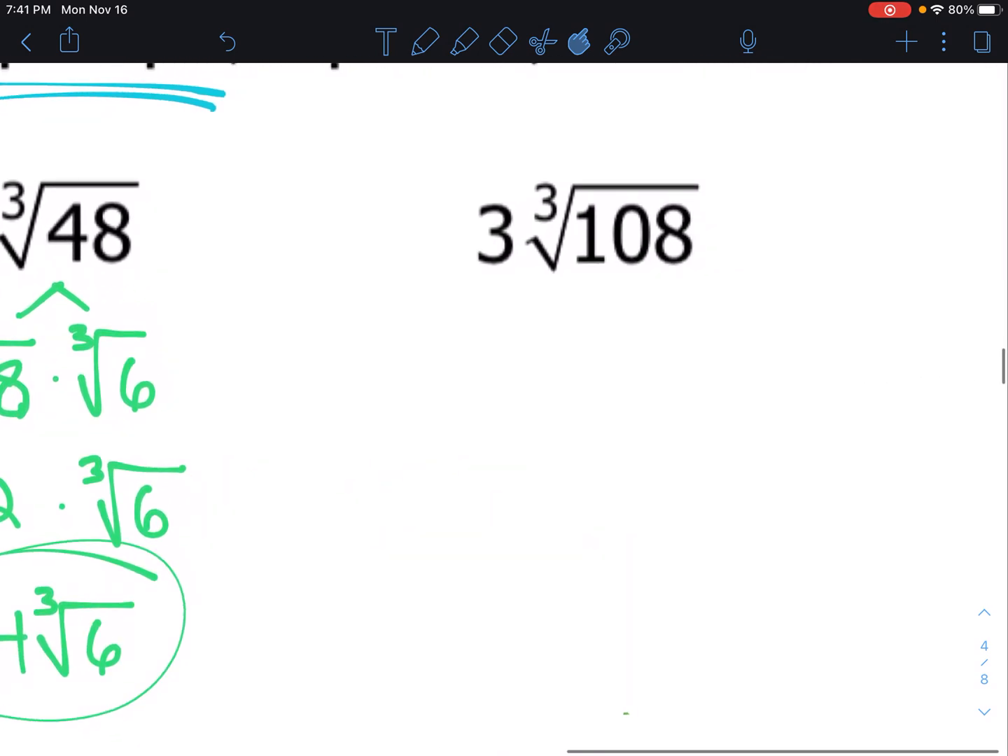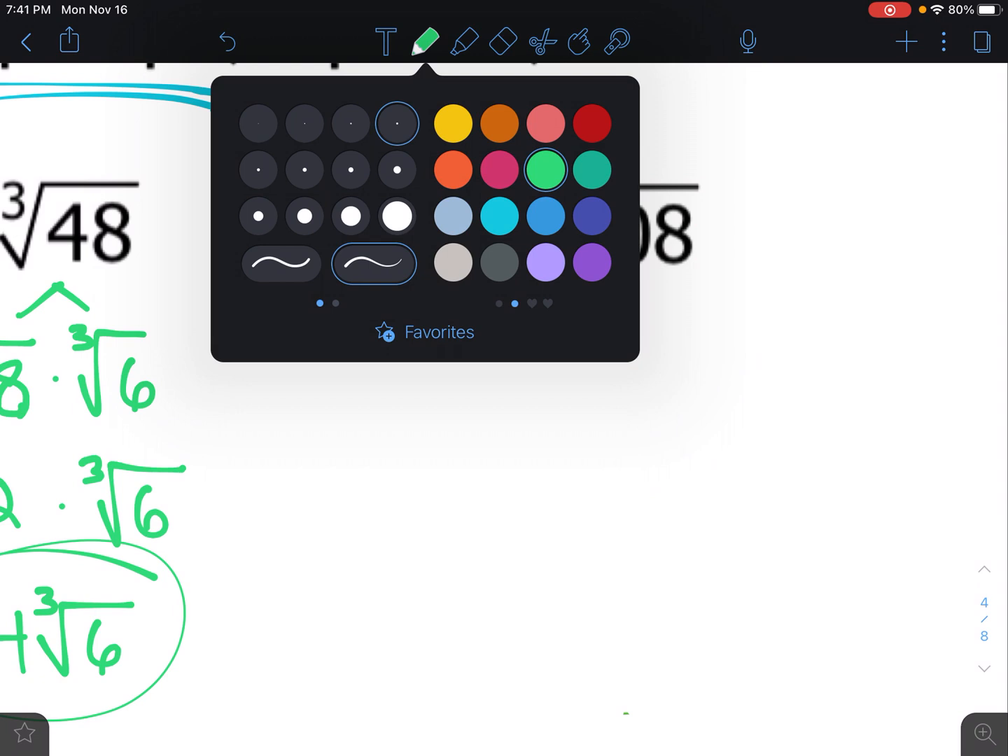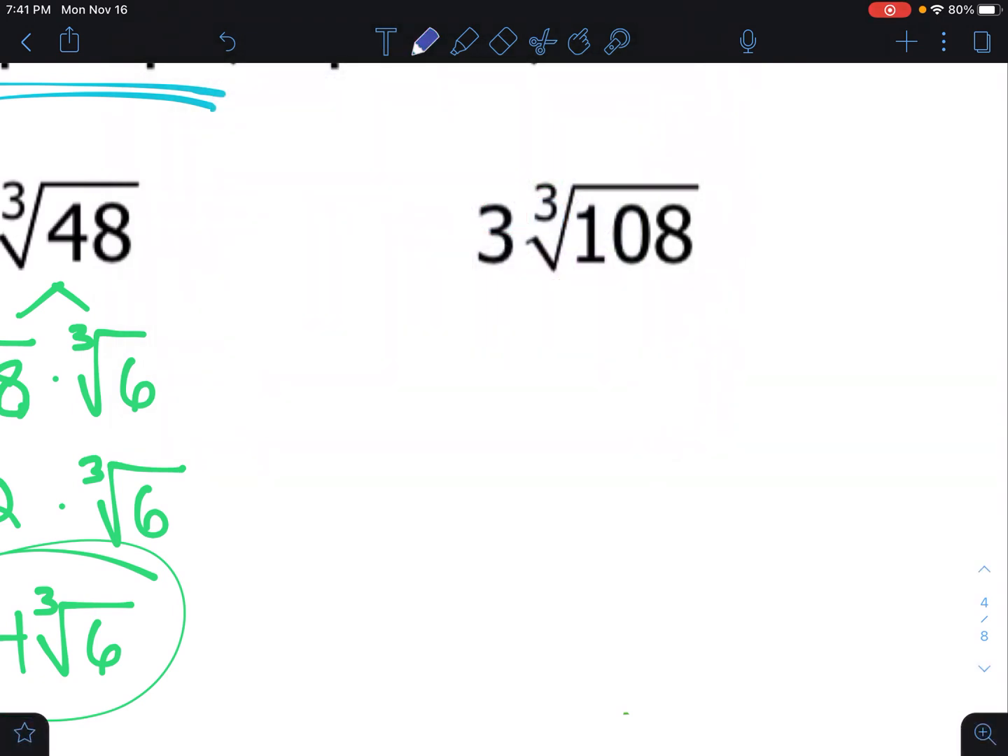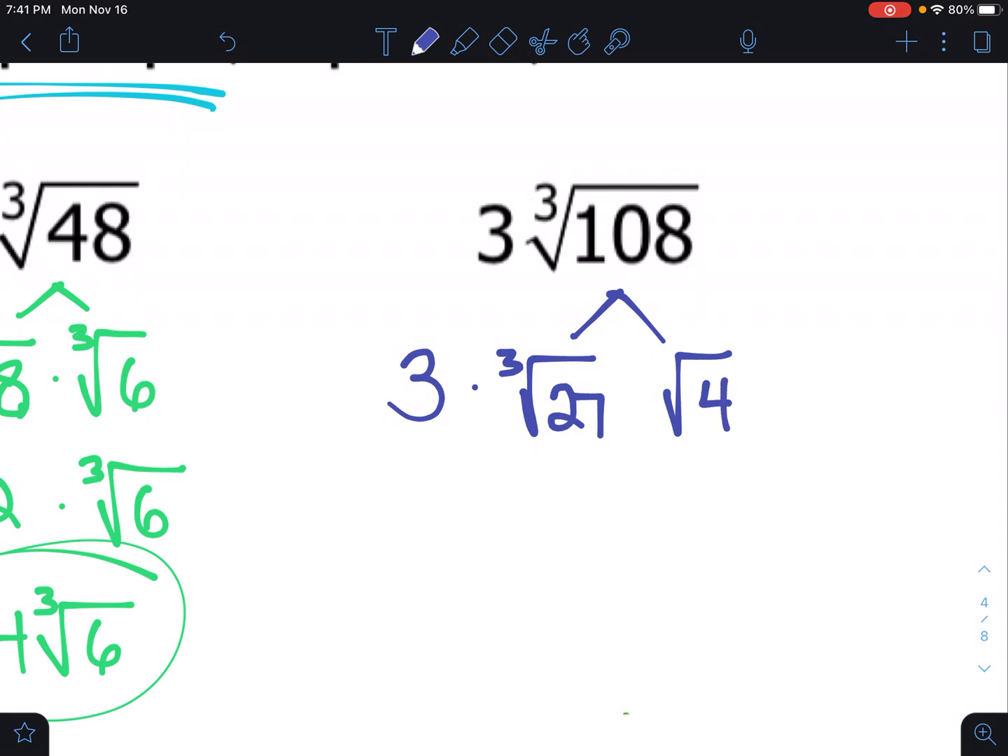Let's try another one. So here I have 3 times cube root of 108. I want to break apart, and what's going to be the number that's going to go in there? So I said the biggest number, cube roots now, and if you do a little playing around with this, you'll get 27 is the biggest one that goes into 108. So that's the biggest perfect cube.